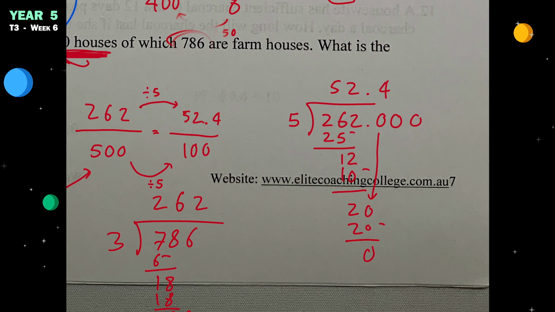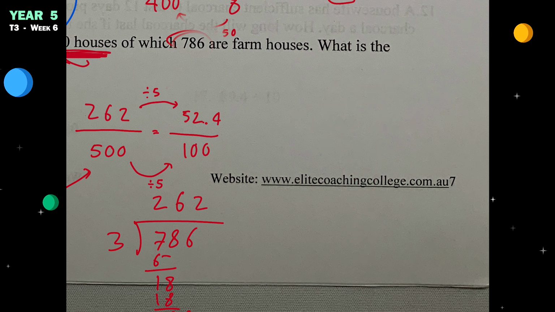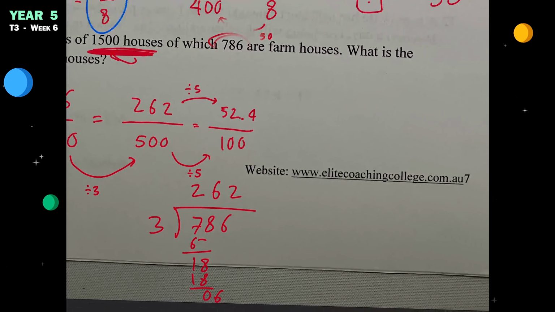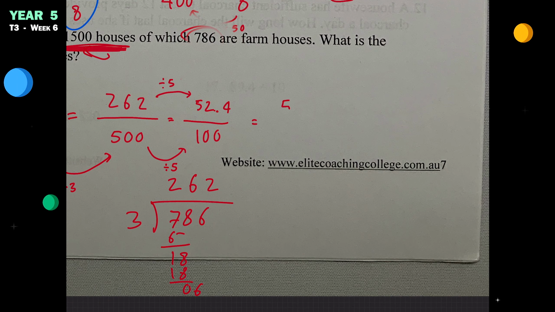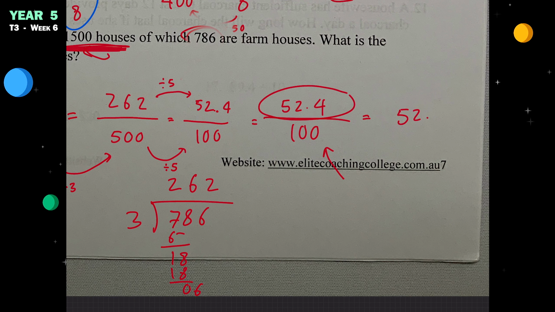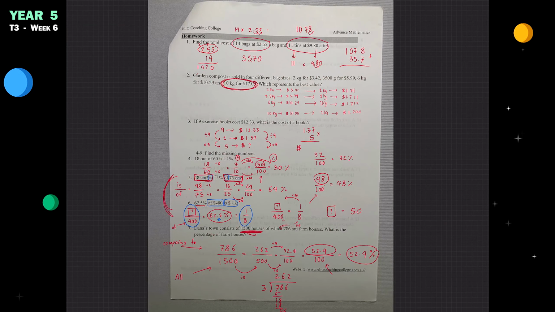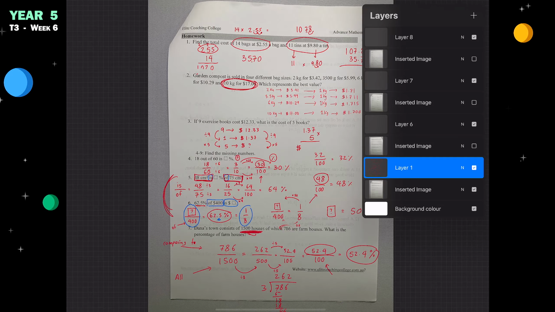Okay, so what does that mean? What that means is you have, let me rewrite that again, 52.4 over 100. Now remember, when we have over 100, we can just get the percentage by looking at the top number. That means my percentage is 52.4%, and that is the answer. Okay, let's move on to the next page.